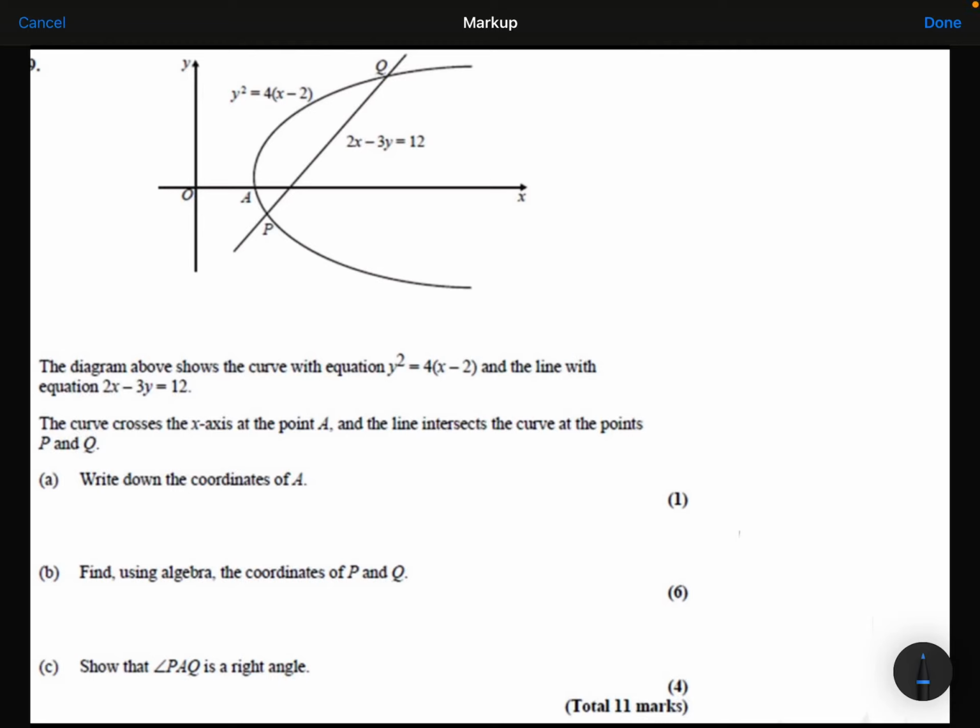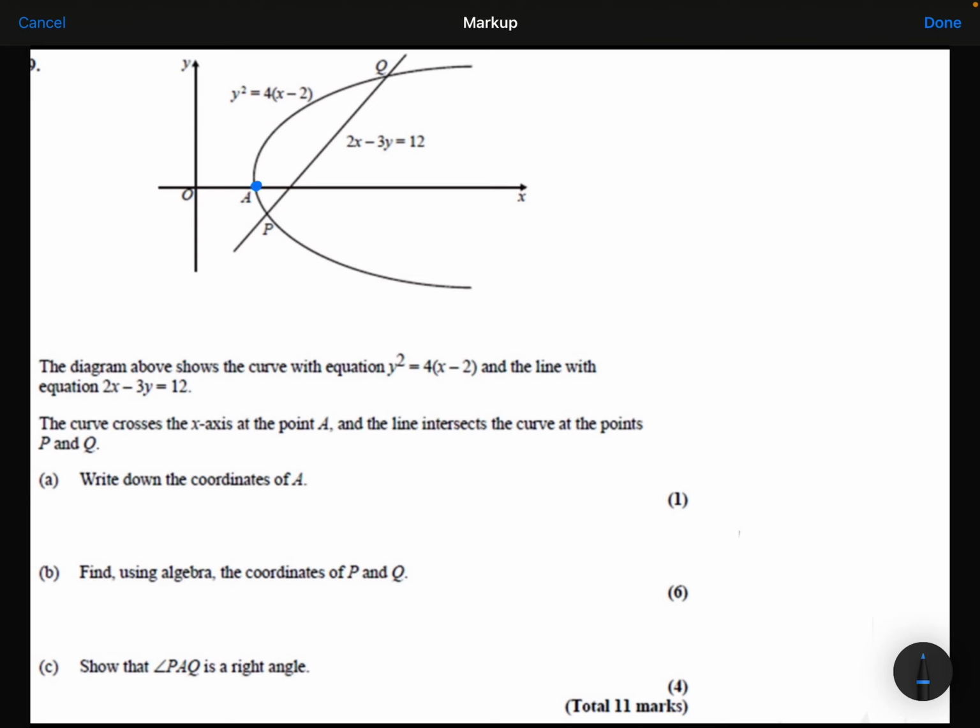The diagram above shows the curve with the equation y squared equals 4 times (x minus 2), and the line with the equation 2x minus 3y is equal to 12. The curve crosses the x-axis at point A, and the line intersects the curve at the points P and Q. Part A, write down the coordinates of A.